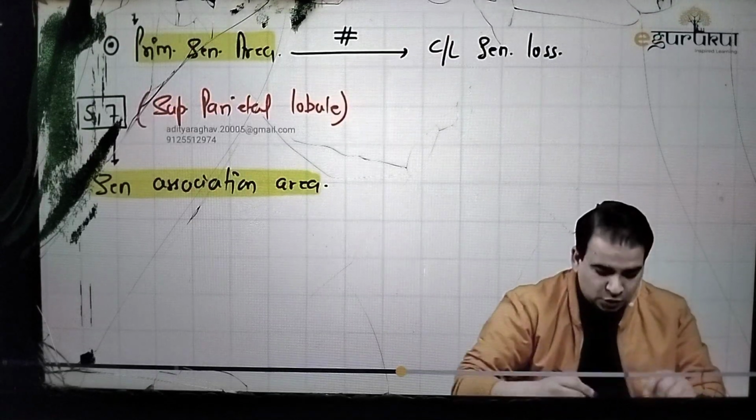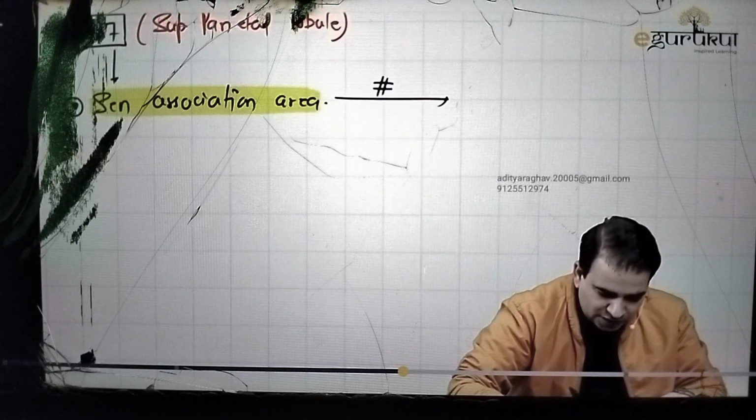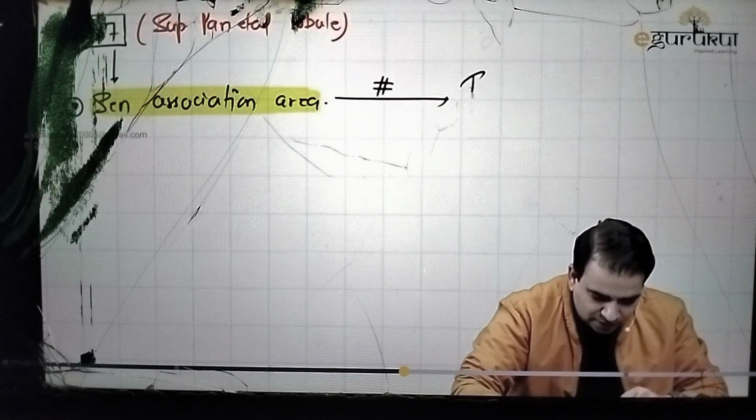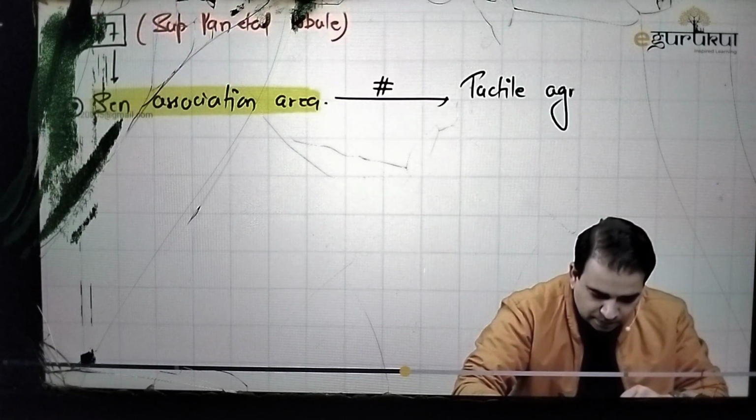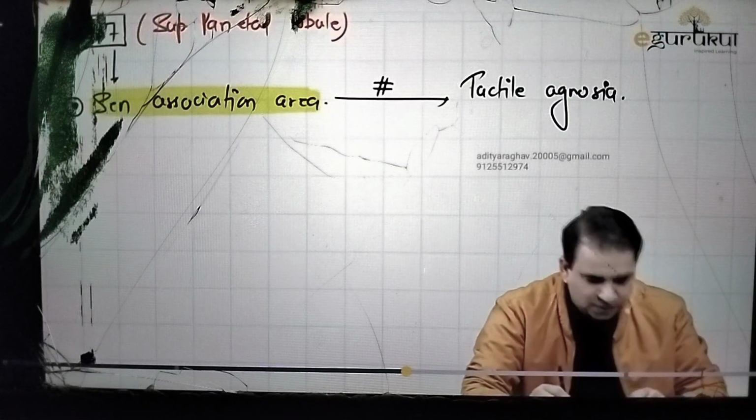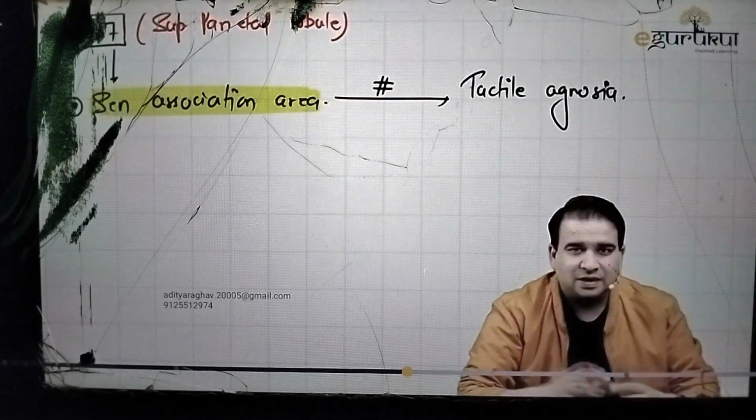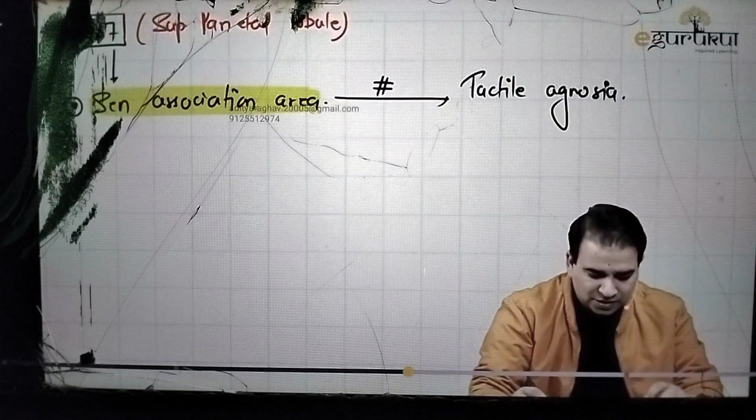If there is any injury to this sensory association area, that will lead to tactile agnosia. The inability to perceive the roughness or the texture of an object will be there. So tactile agnosia will be there in case of injury to area number 5 and 7.